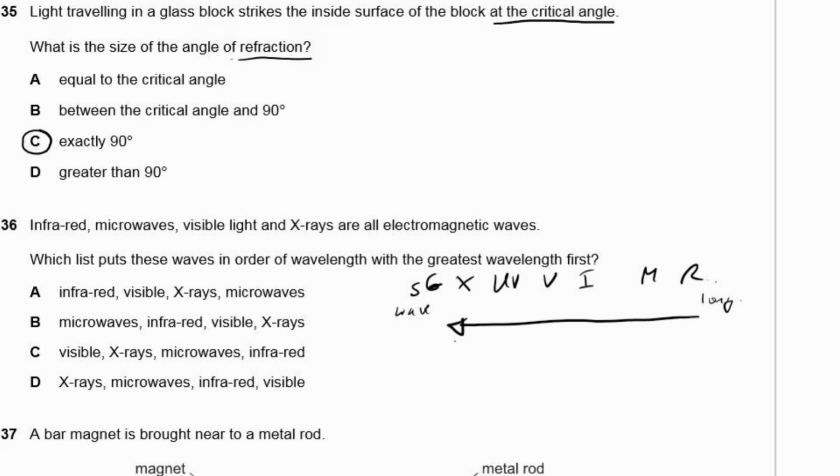Well, let's look at answer A. We start with infrared, then visible, X-rays, then microwaves. No, that's wrong because microwaves are out of order. B, start with microwaves, then infrared. Okay, so far so good. Then visible, yep. Then X-rays. B looks good. Let's mark that in. C, we start with visible, then X-rays, then back to microwaves. We're off on a tangent there. And D, start with X-rays. Well, it's only one, and we go the wrong direction entirely, so no. So it has to be B: microwaves, infrared, visible, then X-rays.